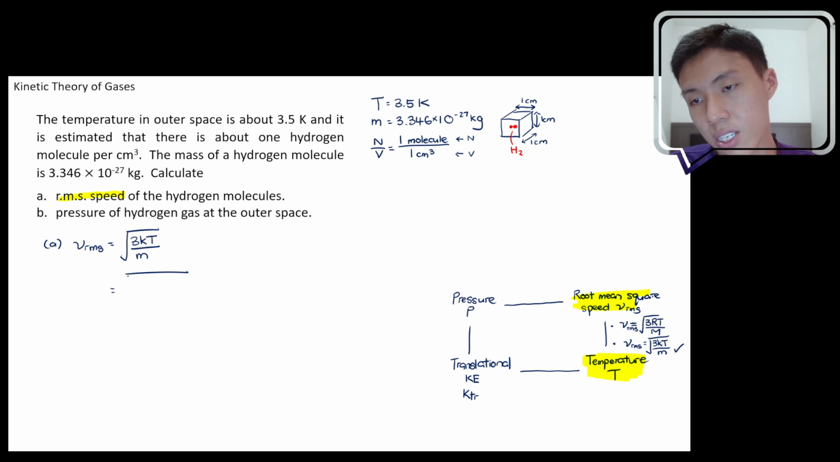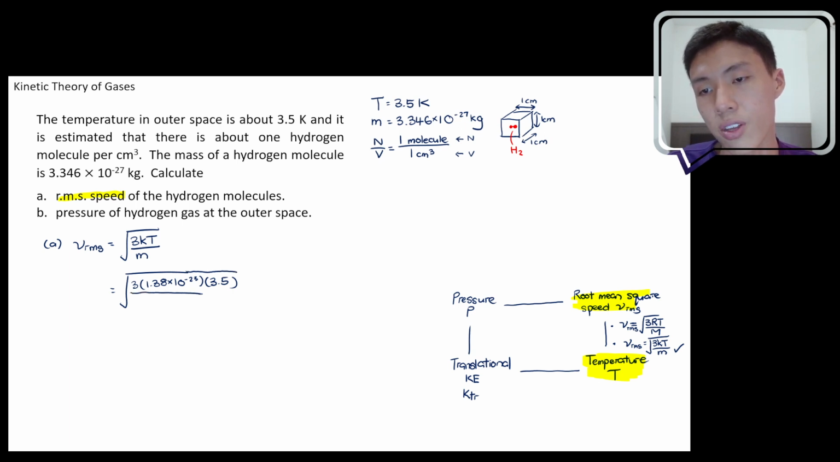Okay, so the rest is just substitution. 3, k is 1.38 times 10 to the power negative 23. Then you have your temperature, which is 3.5, and it must be in Kelvin. If you get degrees Celsius, make sure you convert to Kelvin. Then your mass of one single molecule will be 3.346 times 10 to the power of negative 27.